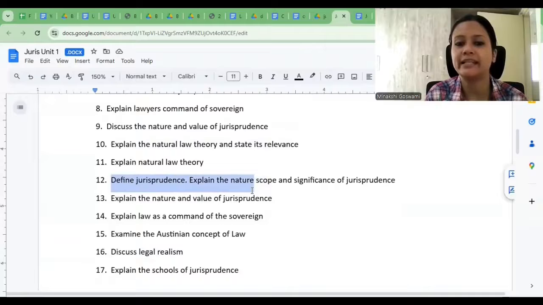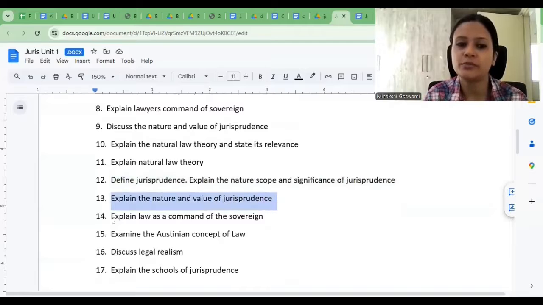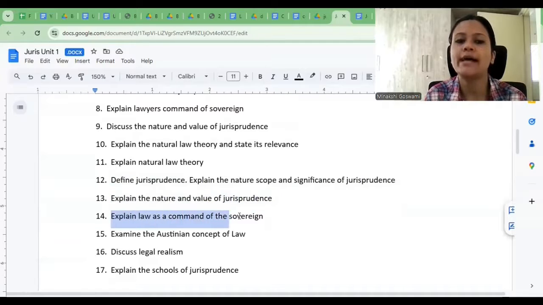Define jurisprudence, explain the nature and significance of jurisprudence, utility of jurisprudence. We often see these kinds of questions coming. Explain the nature and value of jurisprudence. Explain law as a command of sovereign. Examine Austin's concept of law, the Austinian concept of law. So Austin's theory you need to explain.